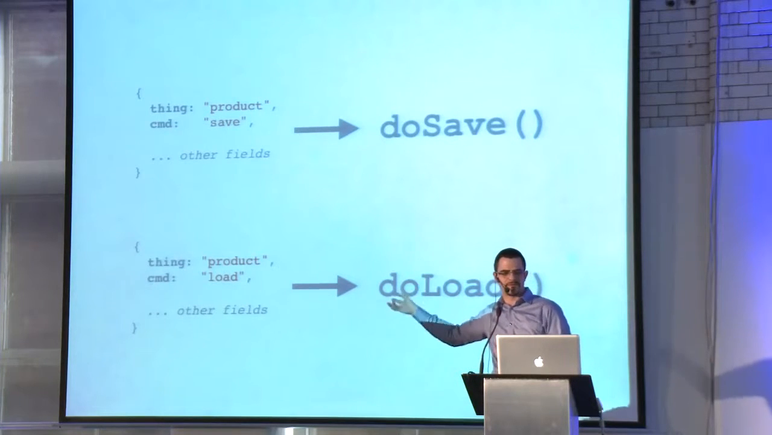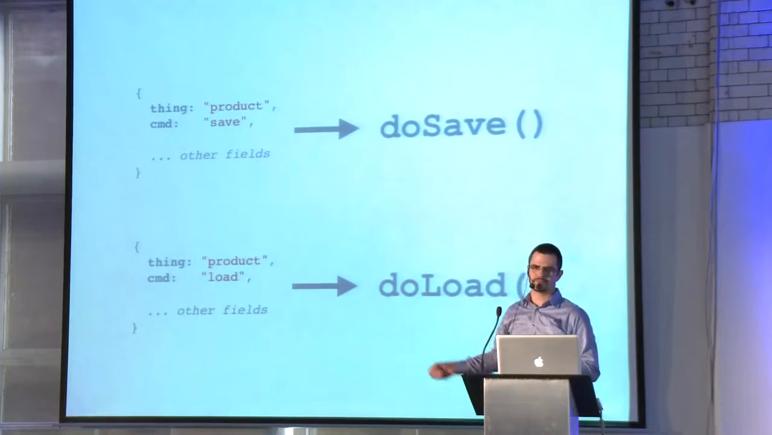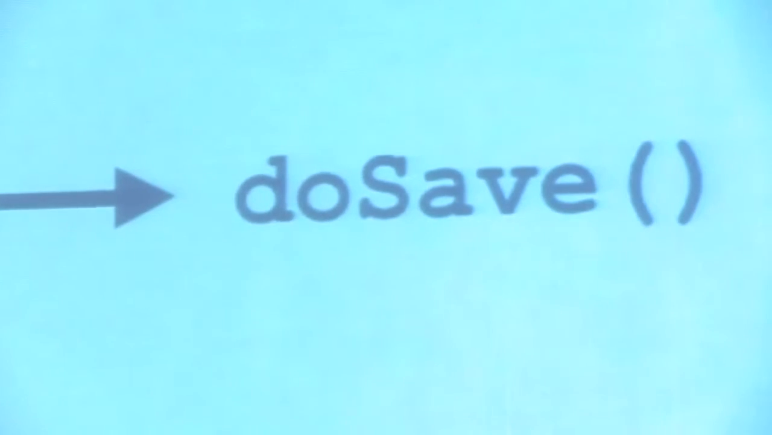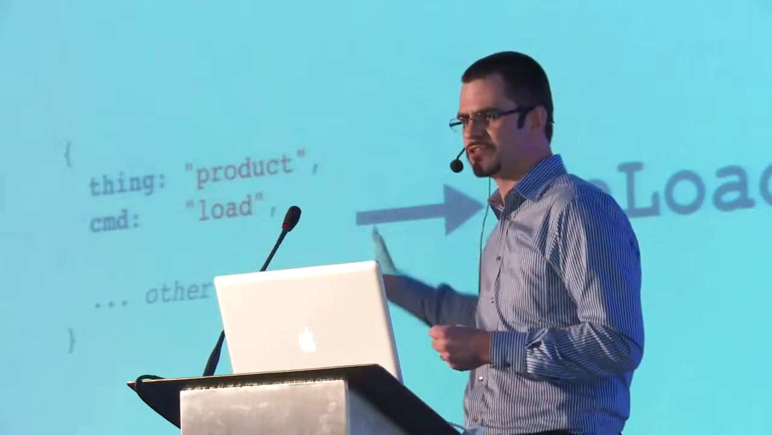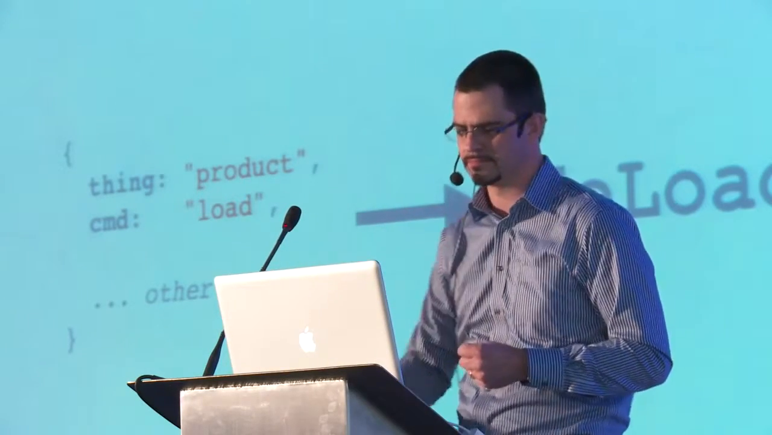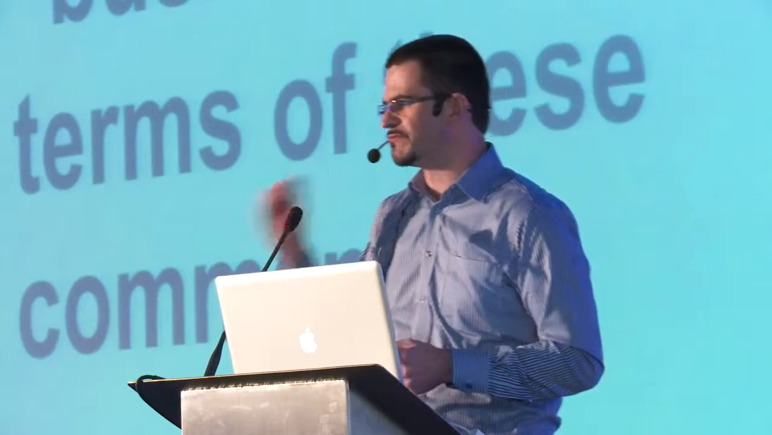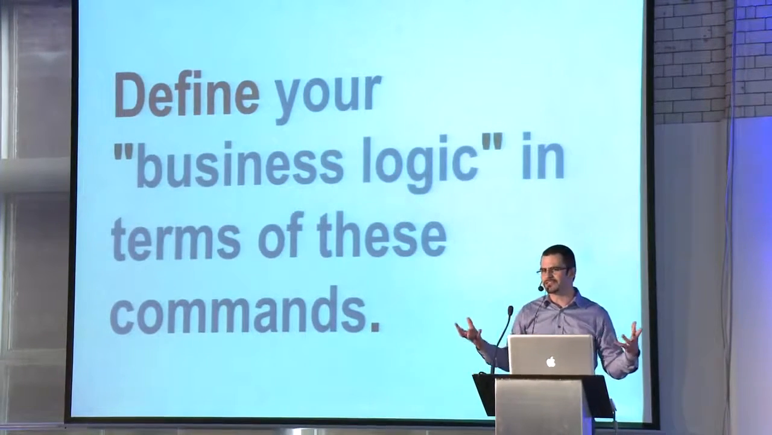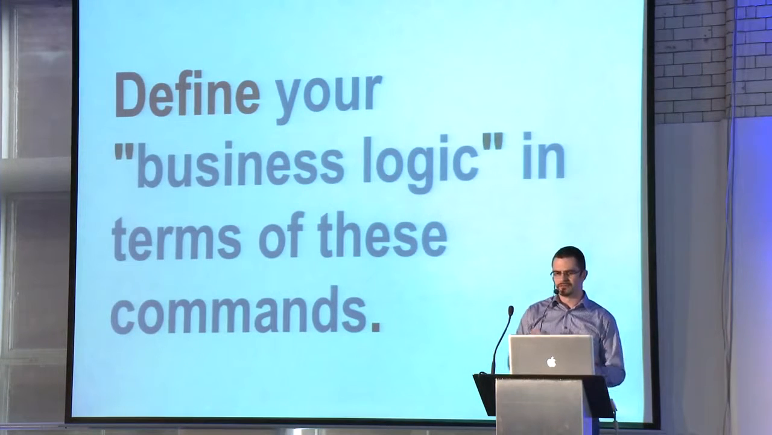So here's an example. I have two things that can happen. I can save products, and I can load them. So I don't care about most of the fields, the name and the price and all that sort of stuff. But I care that the thing that I'm working with is a product, and I care that what I want to do is either save it or load it. And I match those patterns against functions, and I run them. So define your business logic this way. Define it using these actions or commands, stuff that happens.